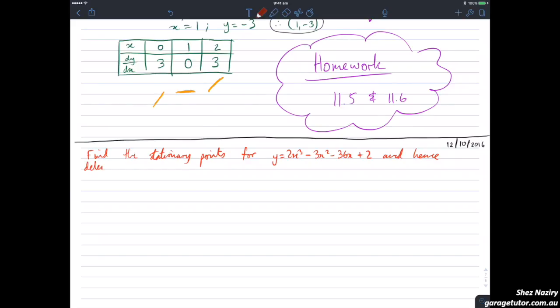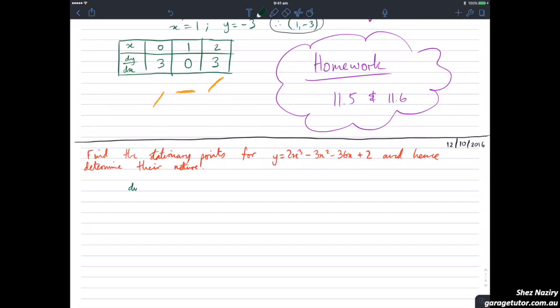So do we all understand what determining the nature means now? What does it mean? That's it. Just whether it's a maximum or a minimum. That's all it means. Okay. So let's move on with some differentiation. So I'm going to differentiate that.